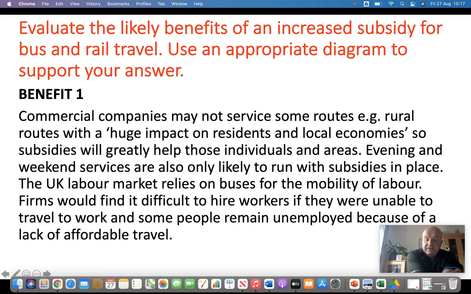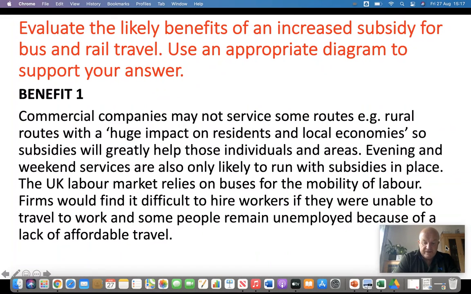Okay, again, thinking about how that might work and the UK labour market relying on buses for the mobility of labour as an example, particularly at the lower end of the market, you could argue that that again is about trying to provide further benefits, further reasons for people to use bus and rail travel in order to make their situations and their job prospects significantly better.